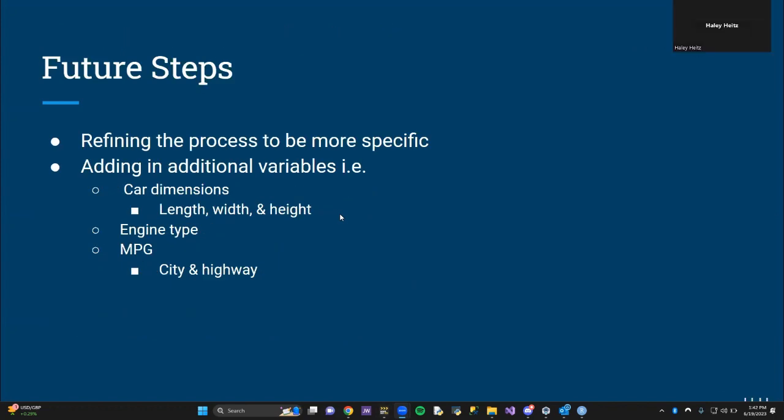All right, so in the future, what could we use this regression model for? We could further refine the process to be more specific, adding in additional variables such as the dimensions of the car, the engine type, if it runs on electricity, the miles per gallon on city and highway. And then eventually the model could be fitted to work with inflation rates and be used to predict further car costs in the future.